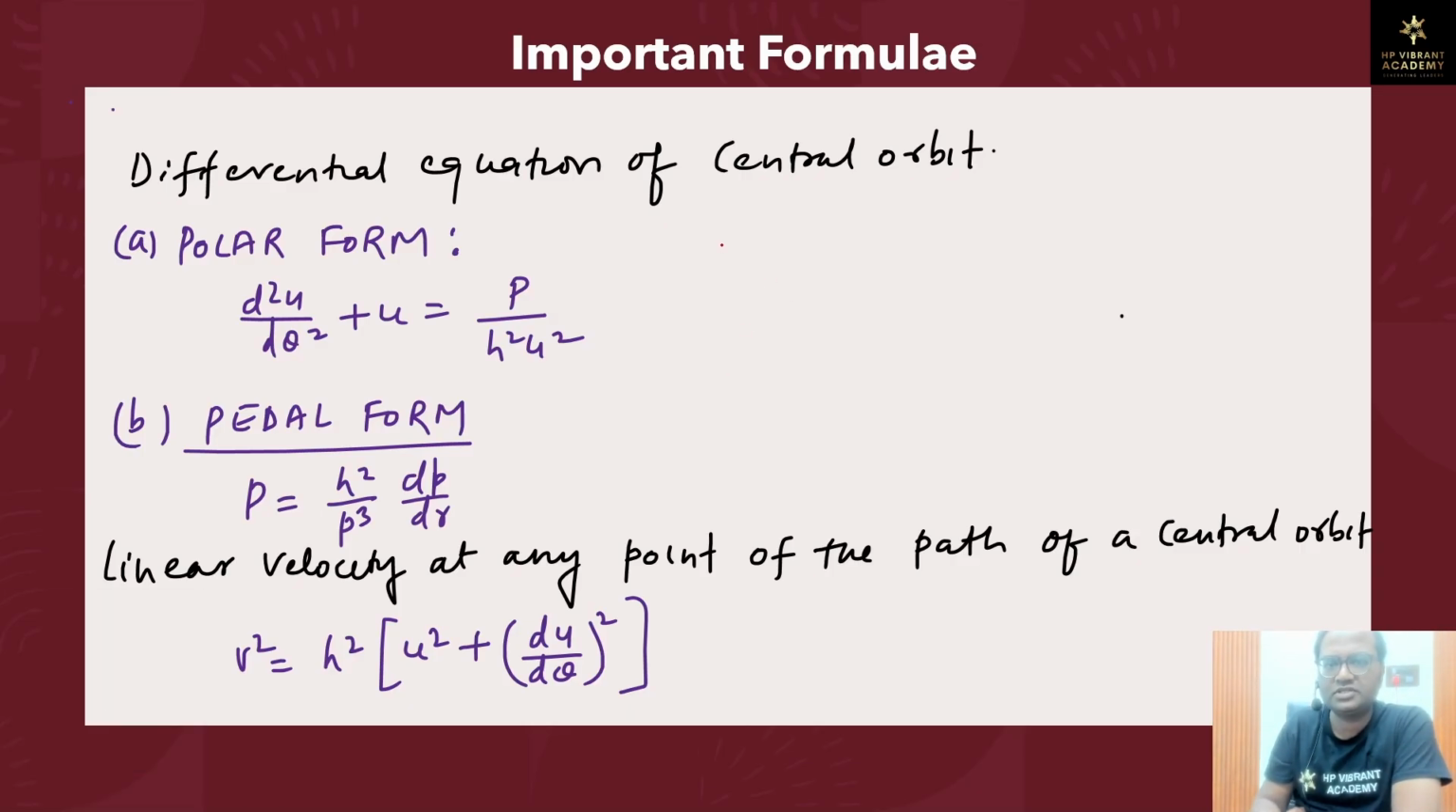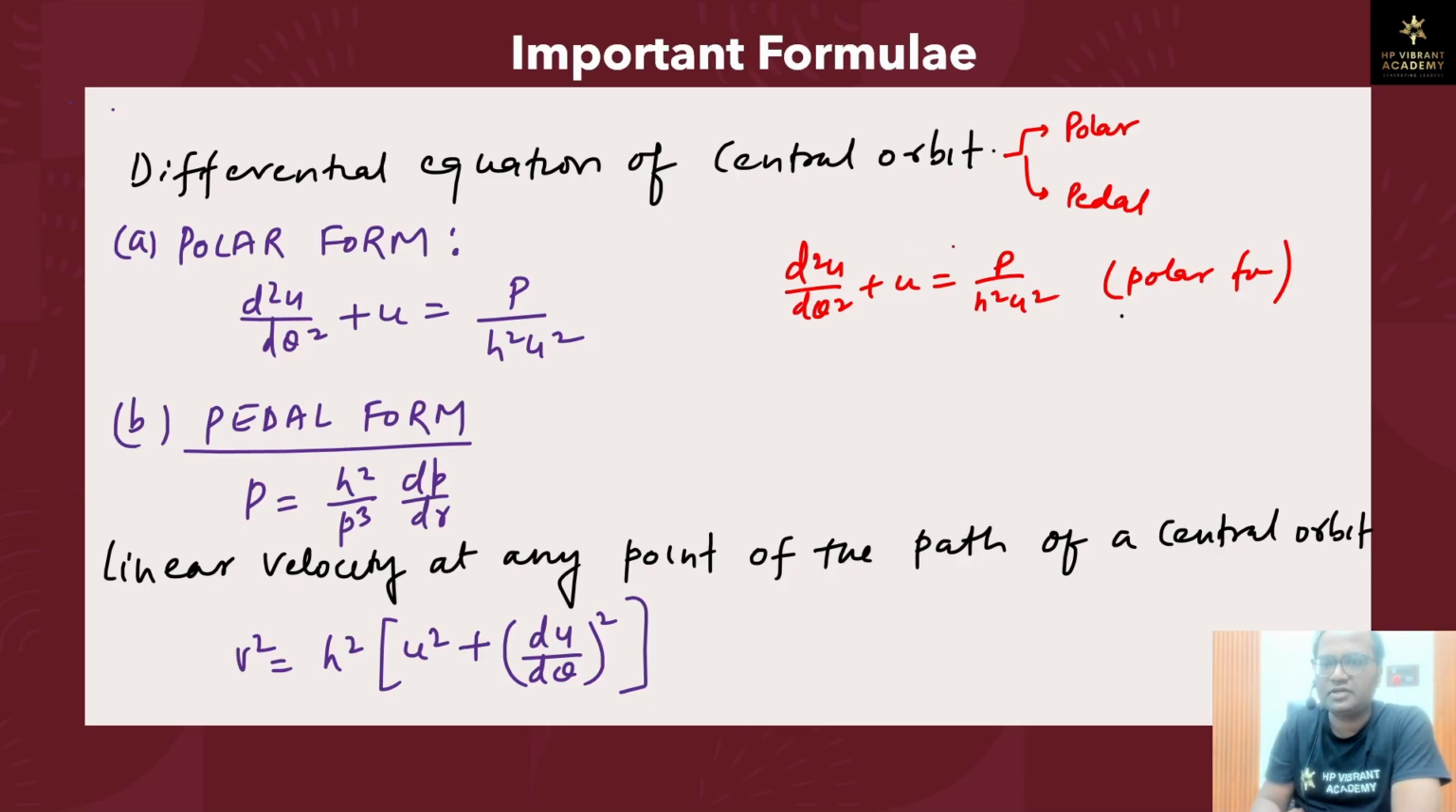What we have seen in the previous set of lectures is that the differential equation of the central orbit can be represented in polar form as well as in the pedal form. In the polar form, we have represented it as d2u upon d theta square plus u is equal to P upon h square u square. This is the polar form, where P is the central acceleration that is assumed to be attractive, and u is equal to 1 upon r.